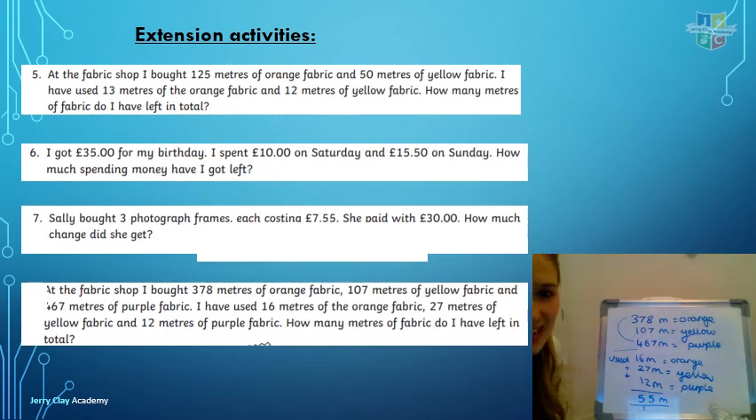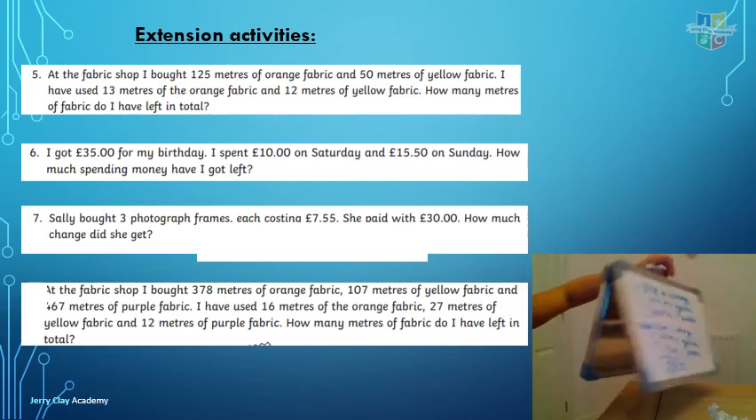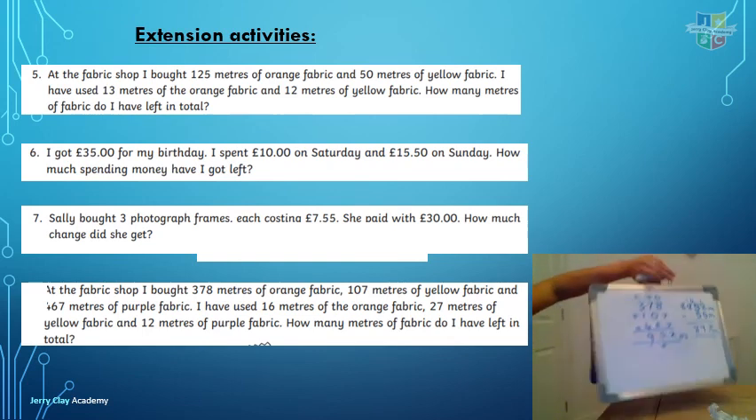Okay, and finally, number 8, I've said that I've bought 378 metres of orange, 147 of yellow, 476 metres of purple. It then says I used 60 metres of orange, 27 metres of yellow and 12 metres of purple. Now what you could do is first of all add how much fabric I got to start with. So add 378, 147, 476, which looks something like this. You could have put it all into one column to work out that I had 1001 metres in total.